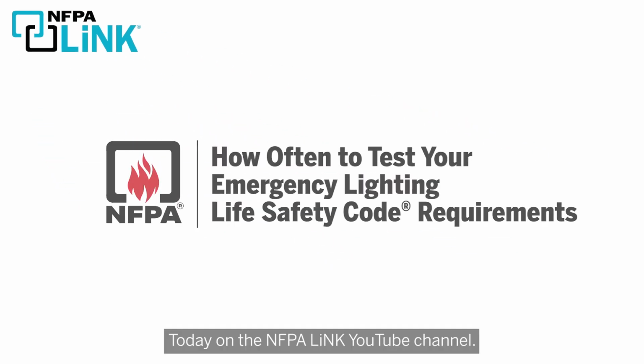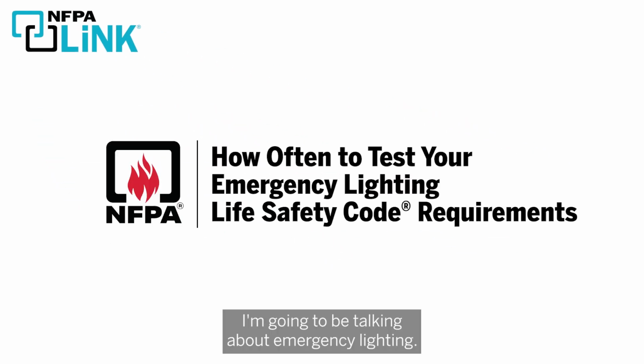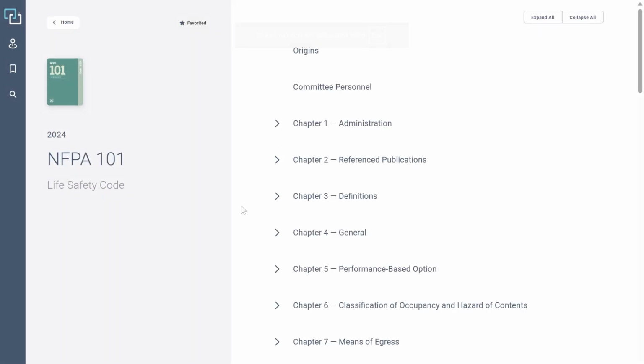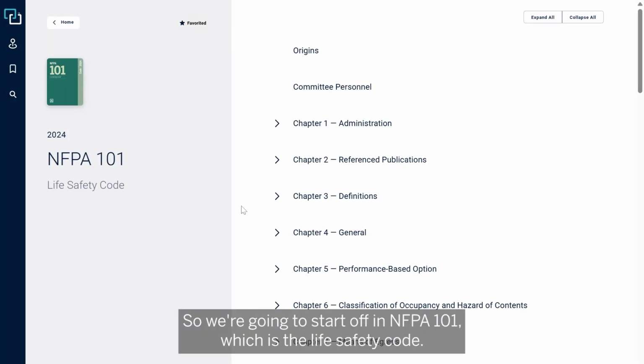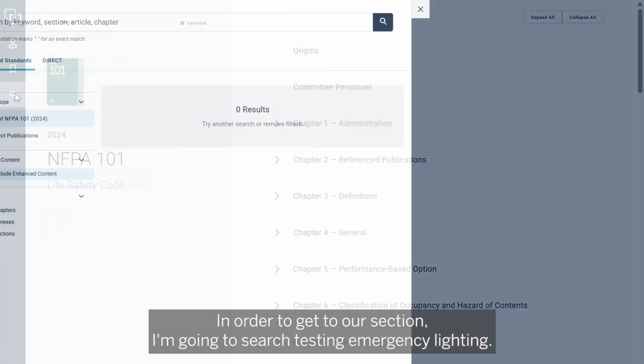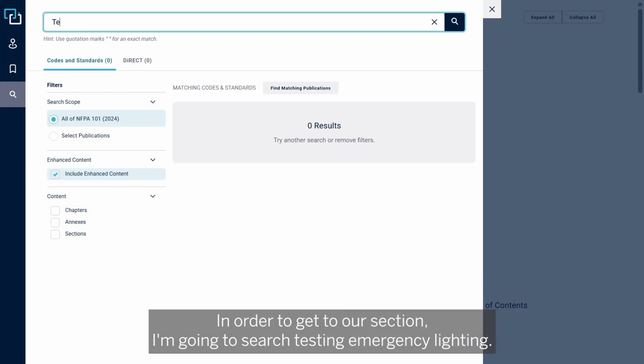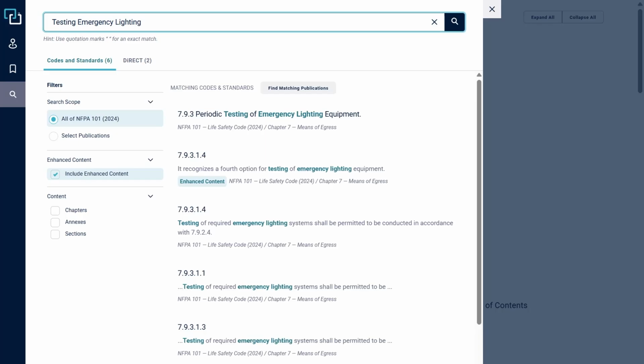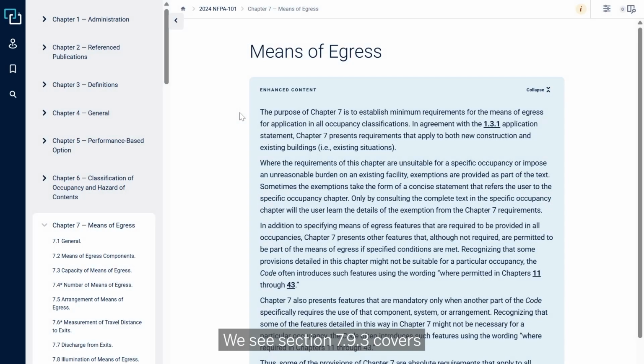Today on the NFPA LiNK YouTube channel, I'm going to be talking about emergency lighting. So we're going to start off in NFPA 101, which is the Life Safety Code. In order to get to our section, I'm going to search "testing emergency lighting." We see Section 7.9.3 covers periodic testing of emergency lighting.